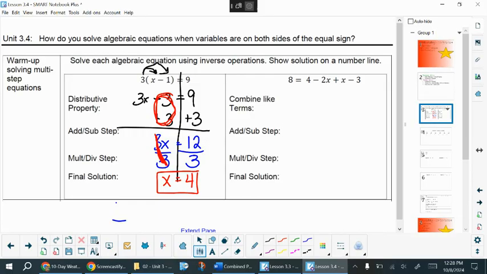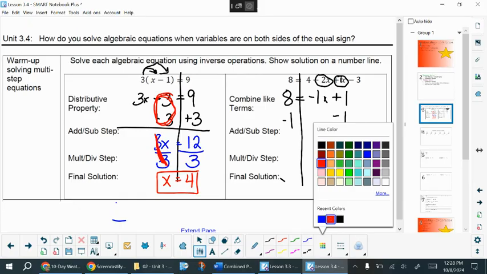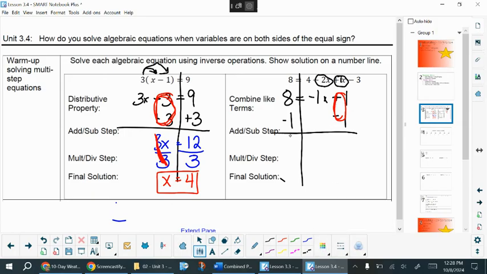On this side, I'm going to start by drawing my line here, and I'll combine my like terms on the right side of the equation. So I've got a negative 2x and a positive 1x, which makes a negative 1x. I've got a positive 4 and a negative 3, which makes a plus 1. And it's still equal to 8 on this side. I'll go ahead and undo my plus 1 here by doing a minus 1 on both sides. That's going to make a 0 over here. So I'll just go ahead and bring down my negative 1x. And 8 minus 1 is 7.